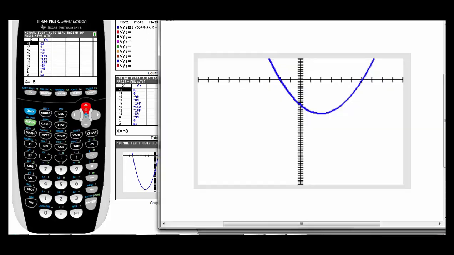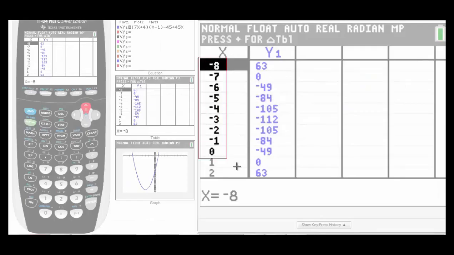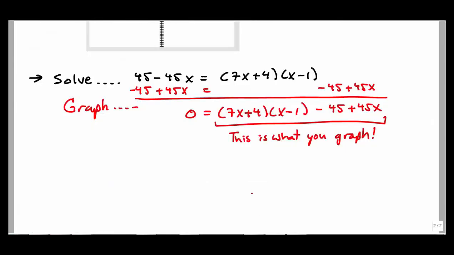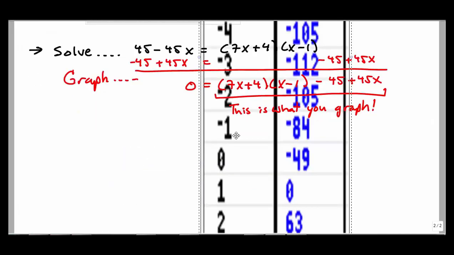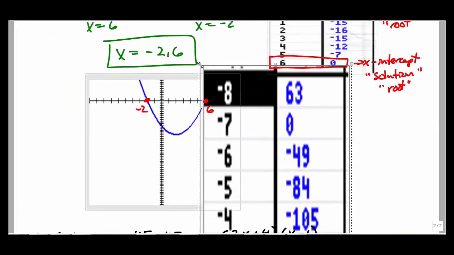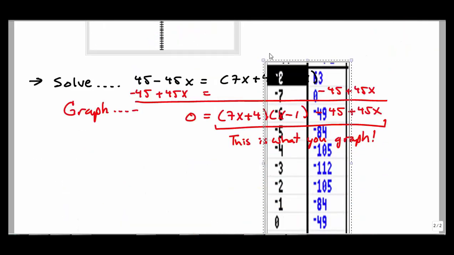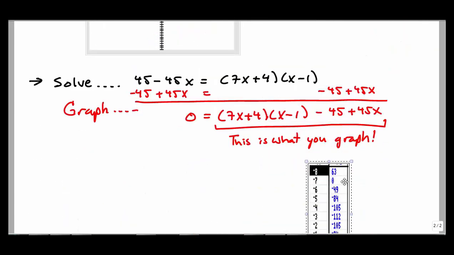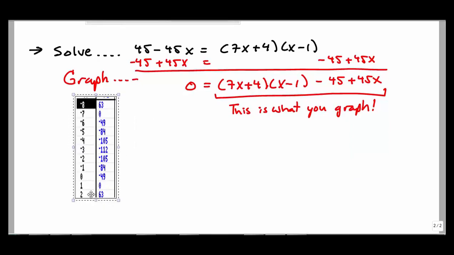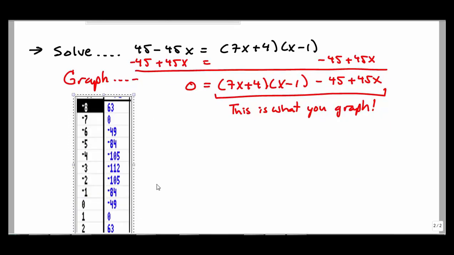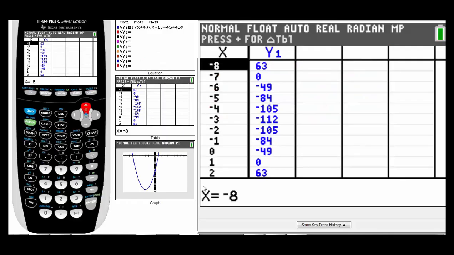So let's go ahead and grab this. We can see this in the table. Find our roots that way. And then we can also pull in the graph to see where it's crossing the x-axis. And where it's crossing the x-axis are also our solutions. So we'll make note of those solutions here in the table and then in our graph as well.